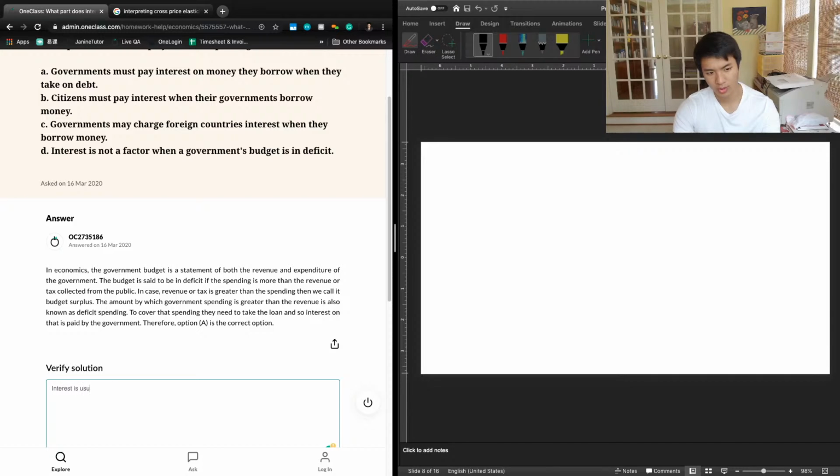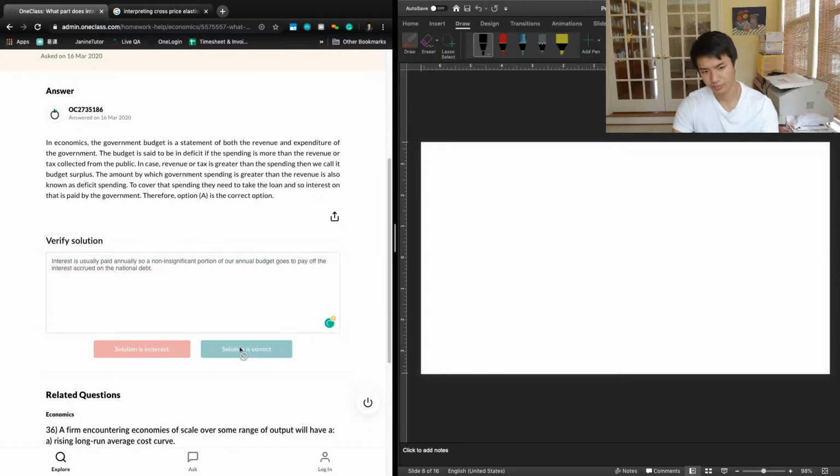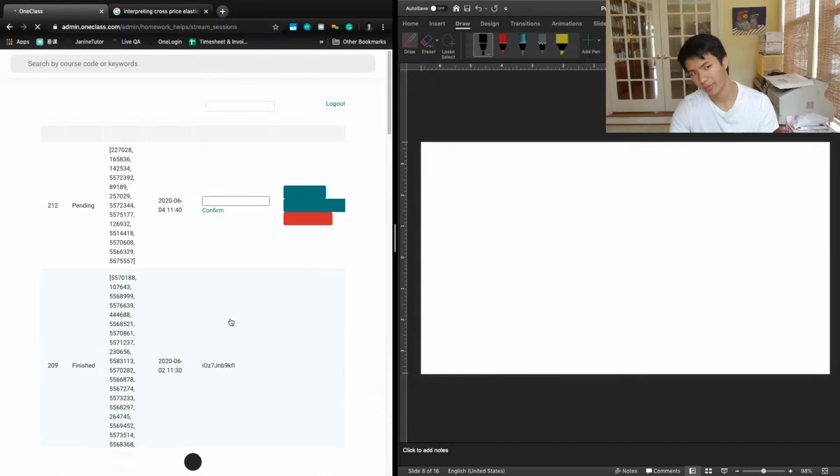interest is usually paid annually, so a non-insignificant portion of our annual budget goes to pay off the interest accrued on the national debt. Okay, the solution is correct, and we can move on to next.